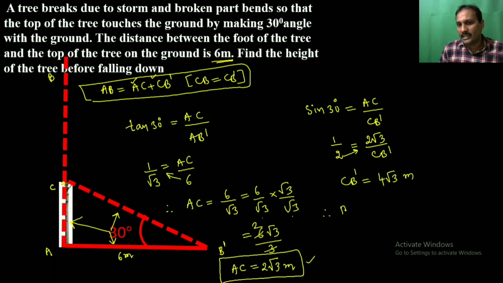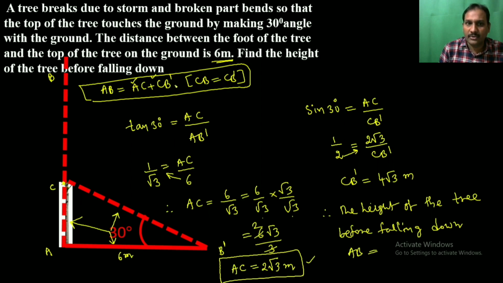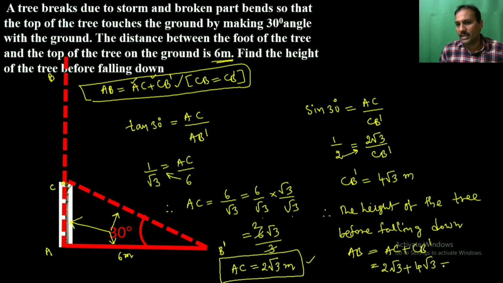Therefore, the height of the tree before falling down is nothing but AB. That is equal to, here I told you, AC plus CB dash. AC is 2 root 3 plus CB dash is 4 root 3. So 2 root 3 plus 4 root 3, 6 root 3 meters.